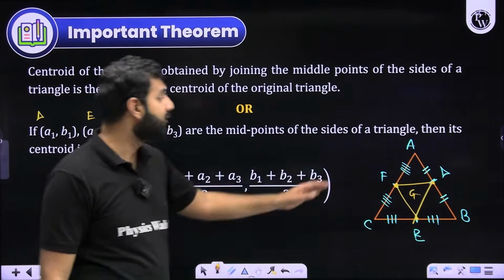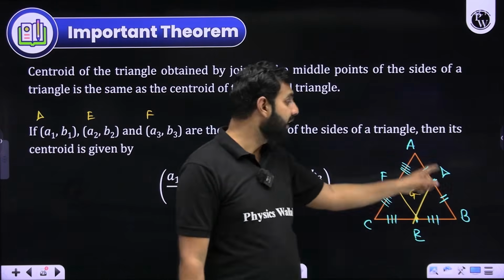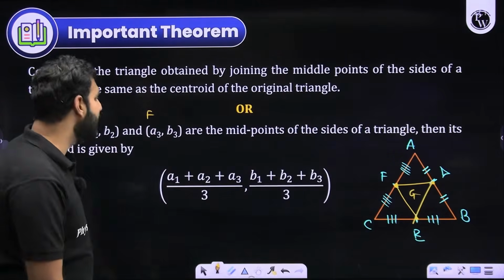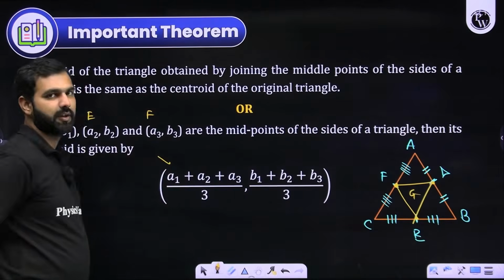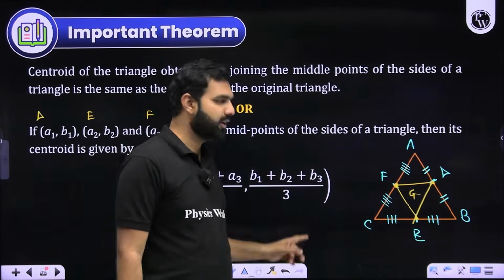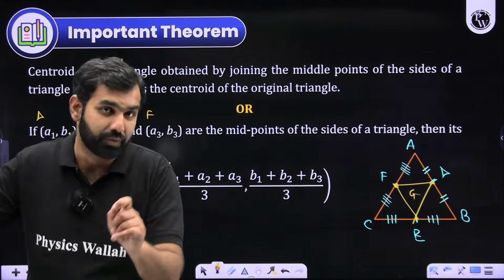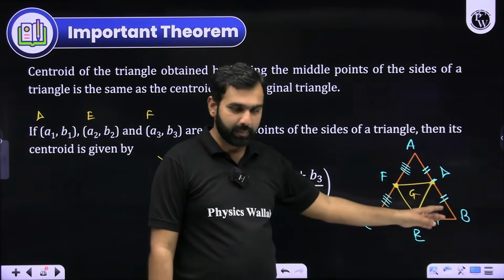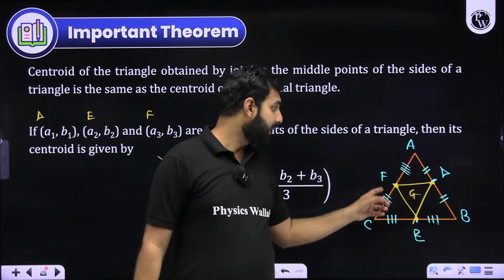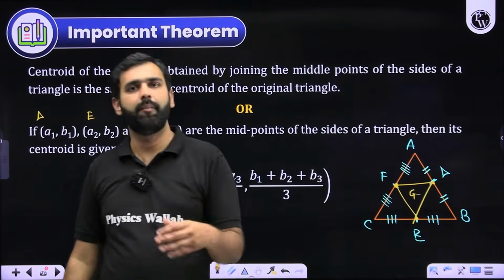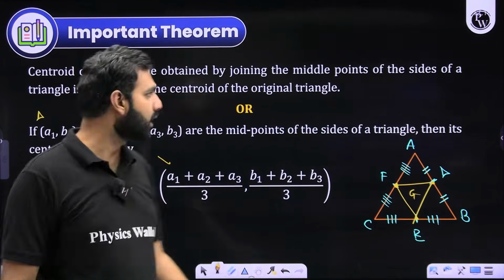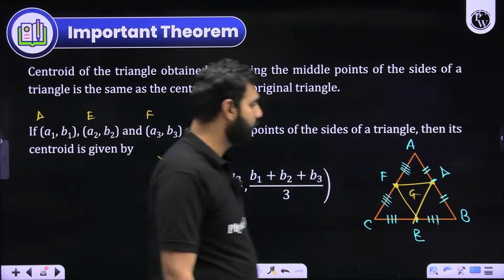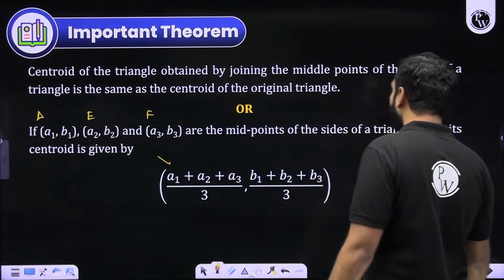So even if I'm given the midpoints, I need not find ABC and then find the centroid. No, you don't need to do that. You can say that A1 plus A2 plus A3 by 3, B1 plus B2 plus B3 by 3 will also give you the same centroid. Did you get that part? So the centroid attained by the vertices of the triangle, or by the midpoints of the sides, will remain the same. That's a fact. Remember it. It is again something very useful. It is used at a lot of places. Now, let us move ahead towards the next part.